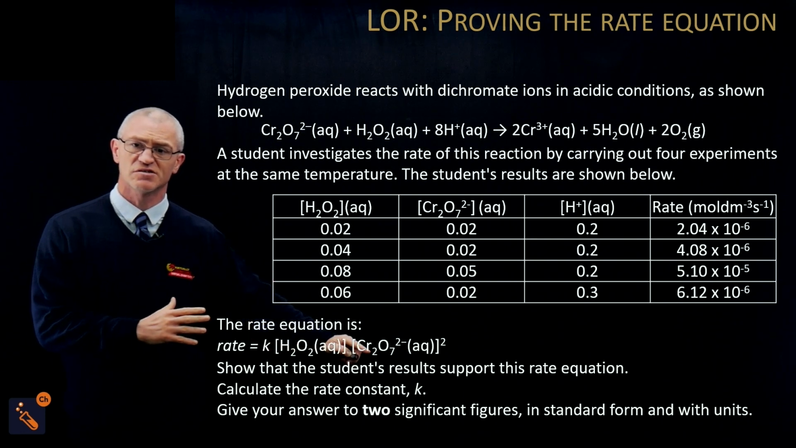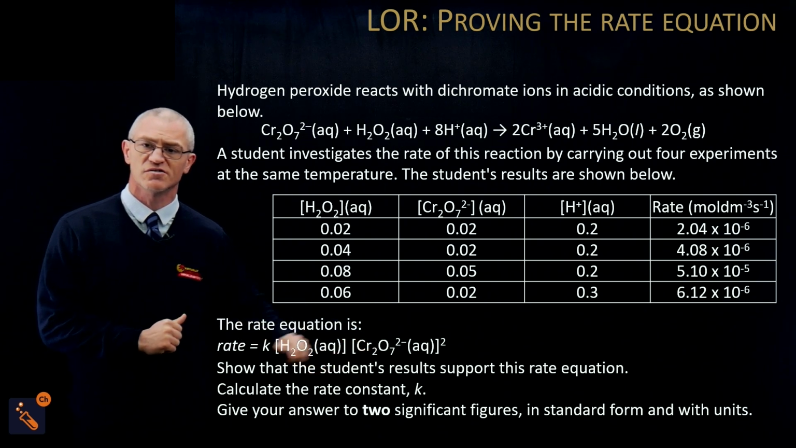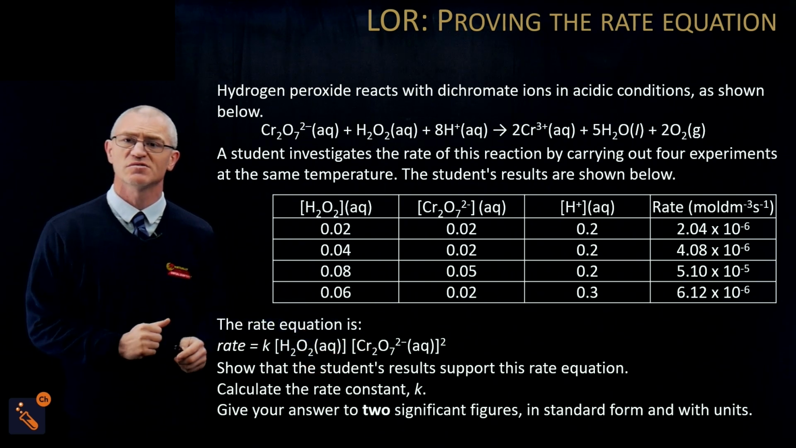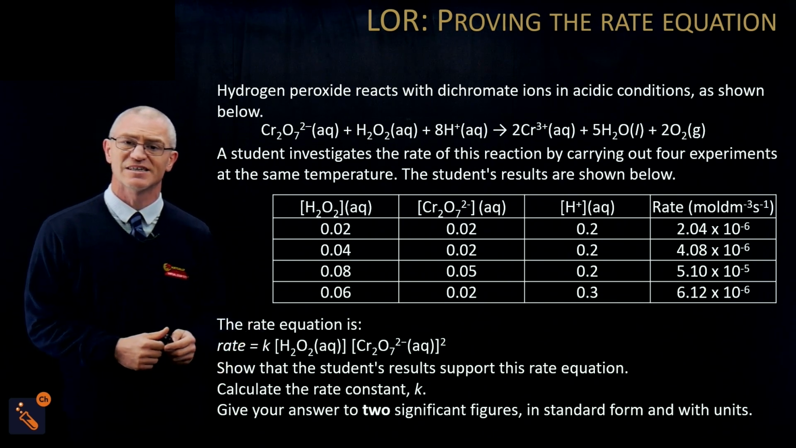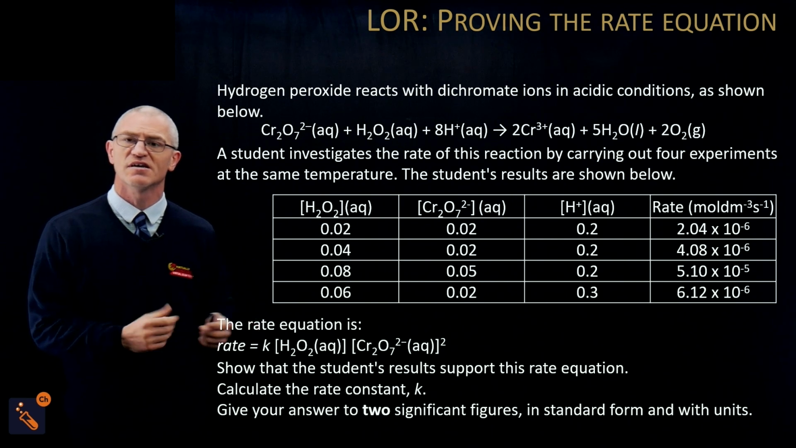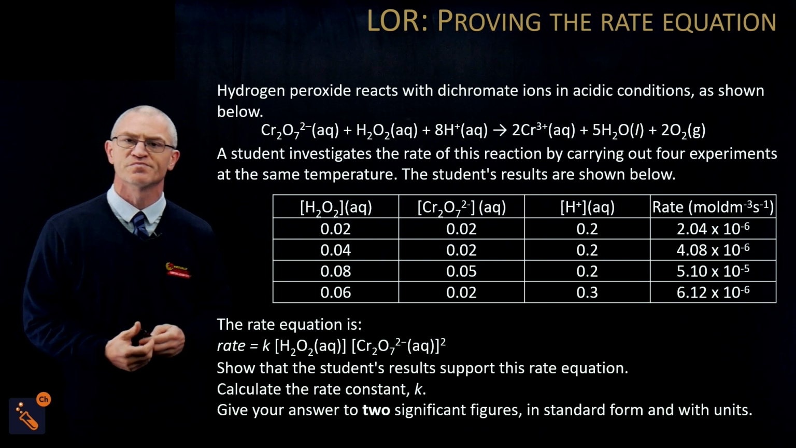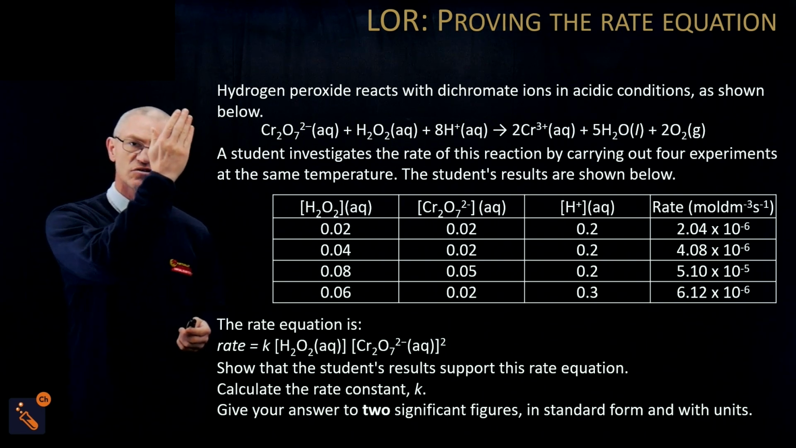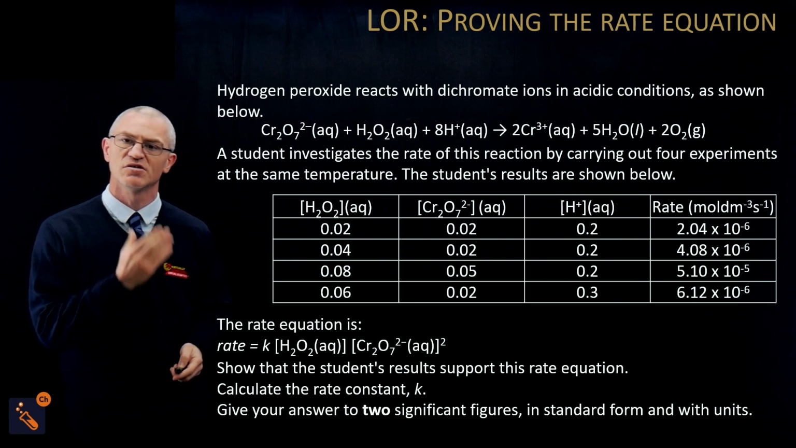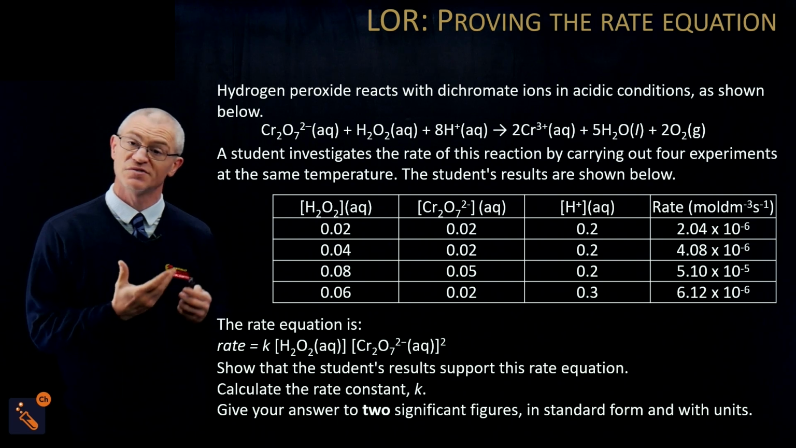Now, in this one, they want you to prove that the orders are correct in the rate equation. So there's the rate equation right there. That rate equation is important. And with K, they want you to calculate it and give it to two significant figures in standard form and with units. So you've got a few things you need to do. What I'll recommend to you, because this is such a large question, is that you just stop and read. So stop the video, read it first before I continue. And of course, if you can do it, do it.